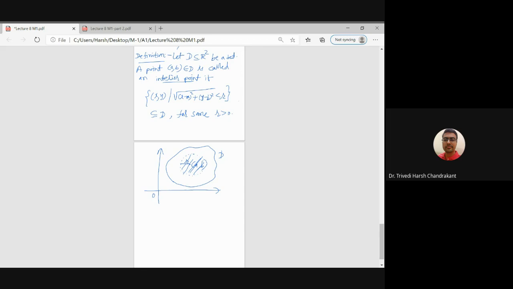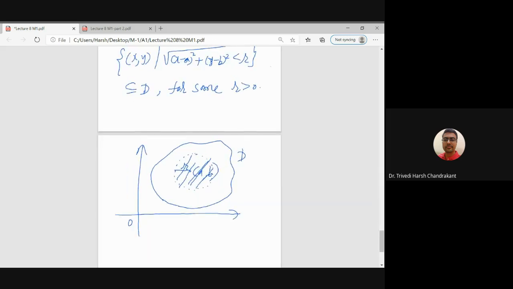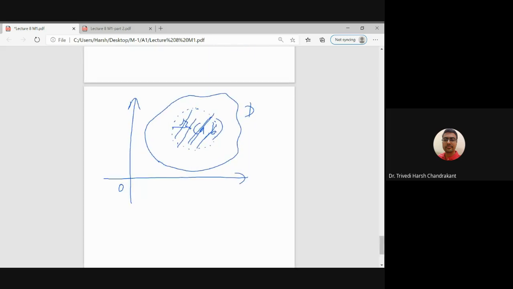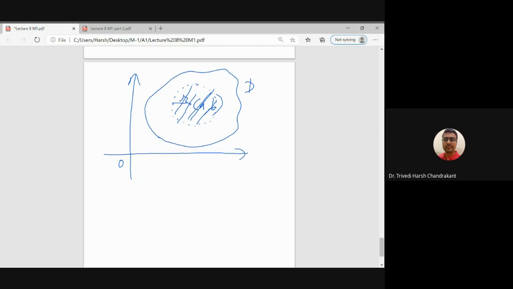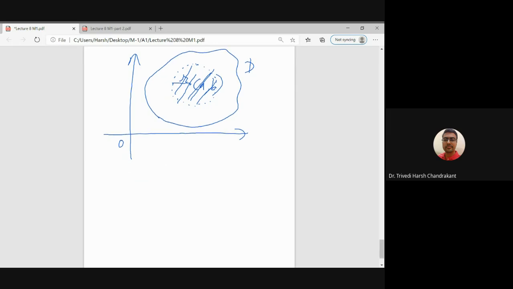So this is saying that in one variable, the delta neighborhood x minus delta to x plus delta is a subset of the domain for differentiability. Instead of that, now here we have the interior of the circle which is inside the domain. So let us see the definition of partial derivative.